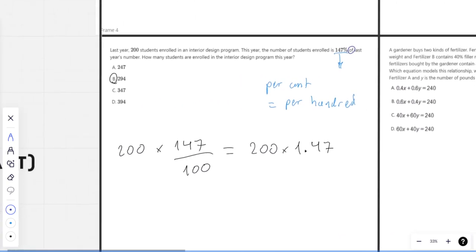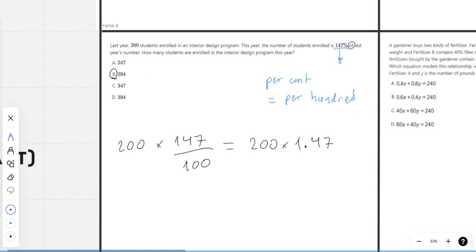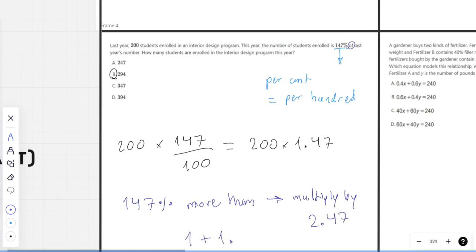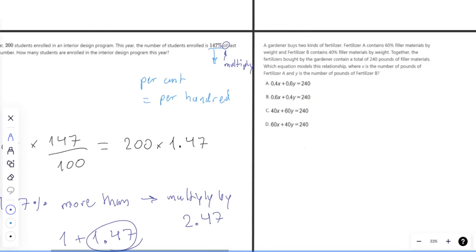And someone's asking about this last one. Don't you multiply by 240%? That would be the case if it said the number of students enrolled is 140% more than. Then we actually multiply by 2.4 because you include the base number of 1 plus the increase of 140%. But the word of just means multiply.